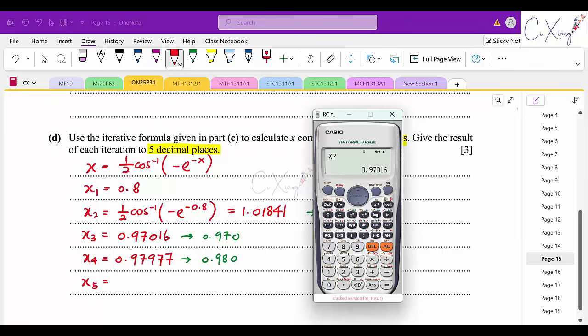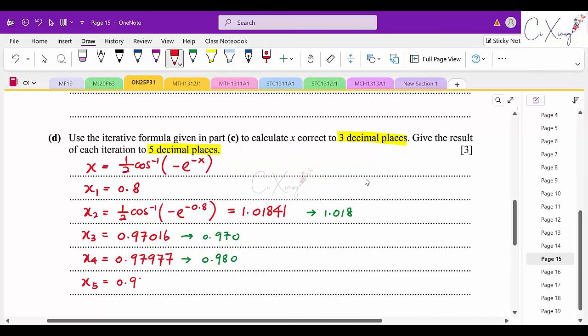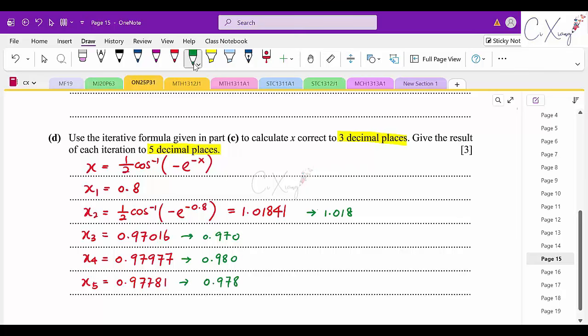Alright, let's continue further. I press calculate again. Now key in 0.97977. Then press equal sign. You get 0.97781. Correct it to 3 decimal places, you're having 0.978. Are they repeating already? Not yet, right? So that means please continue further.